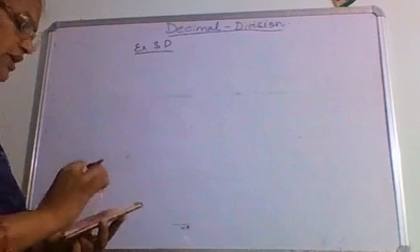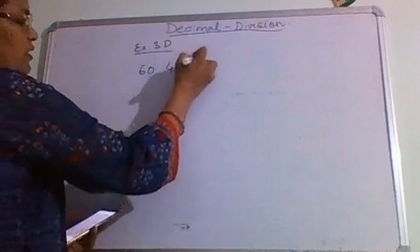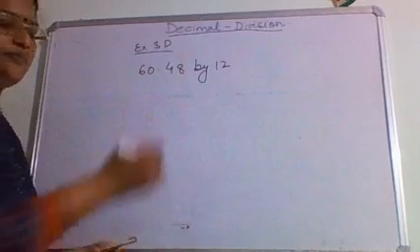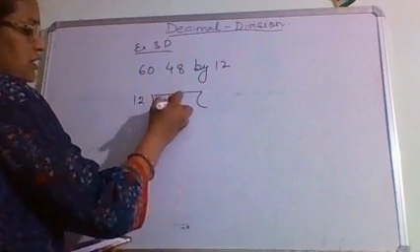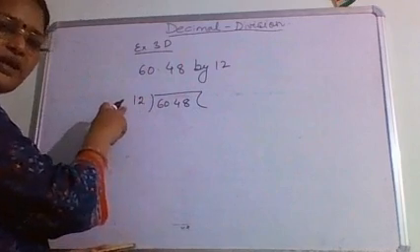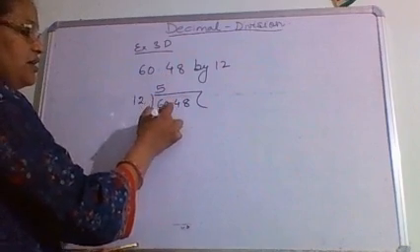It is 60.48 divided by 12. 12 outside, 60.48. The first number is smaller than my divisor, so I will take the first two numbers. So it is 12 5s are 60.